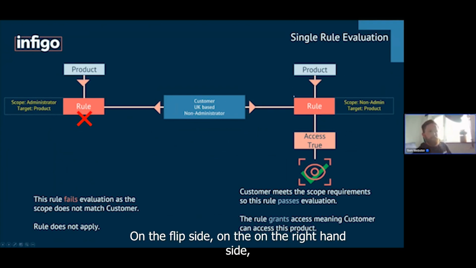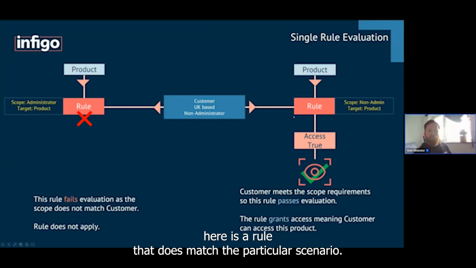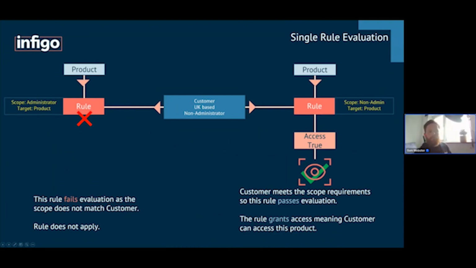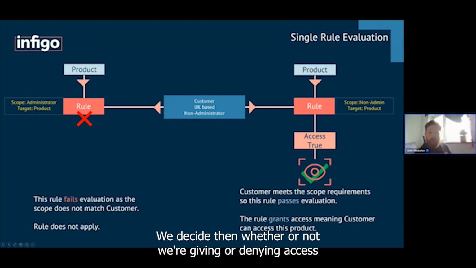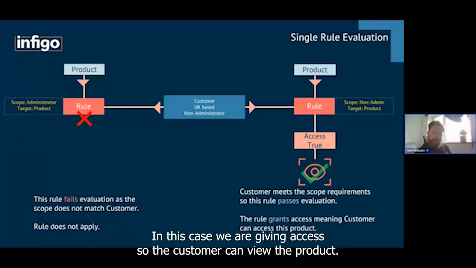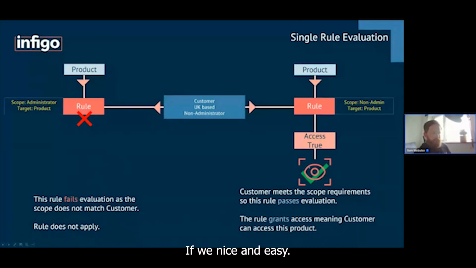On the flip side, on the right-hand side here, is a rule that does match the particular scenario. So we've got a non-administrator scope, and we've got our product. The rule passes evaluation. We decide then whether or not we're giving or denying access to that particular product. In this case, we are giving access so the customer can view the product. Hopefully nice and easy.